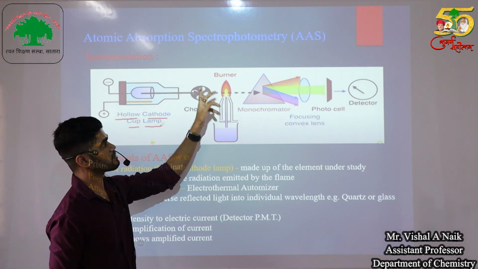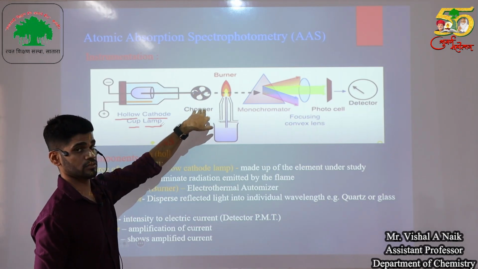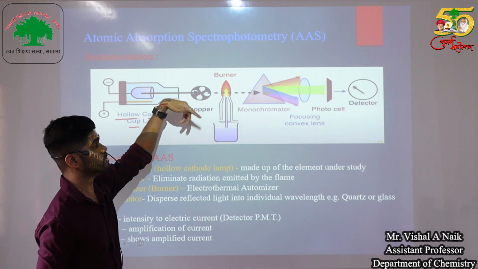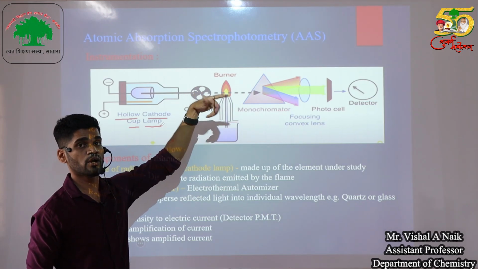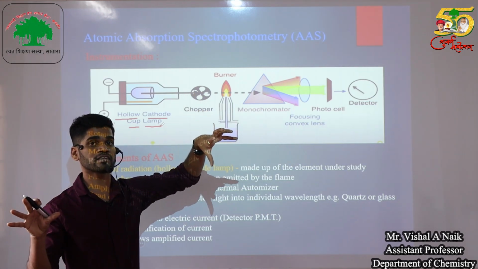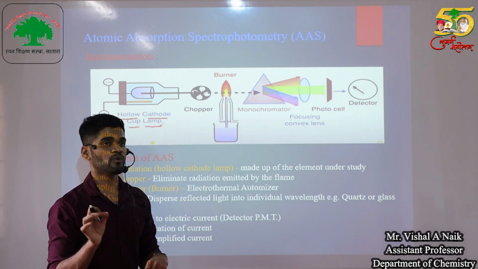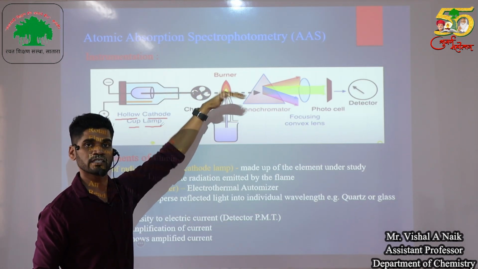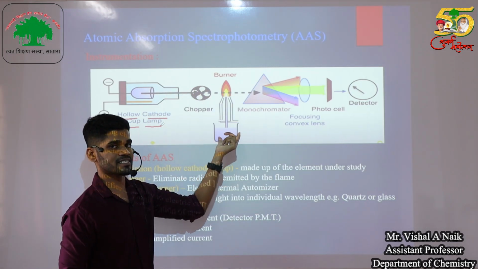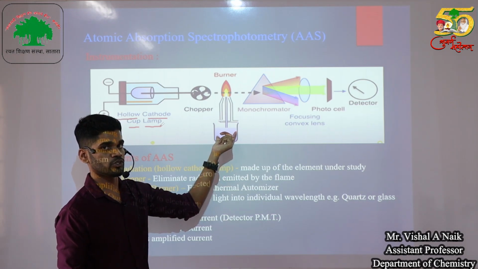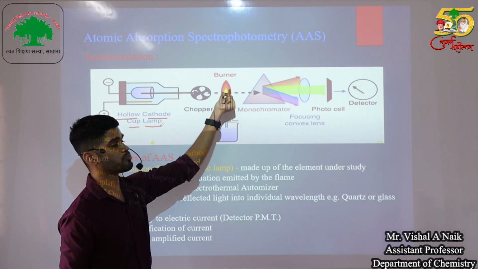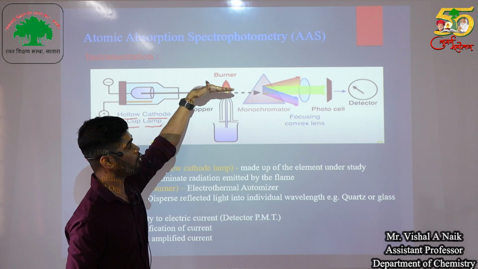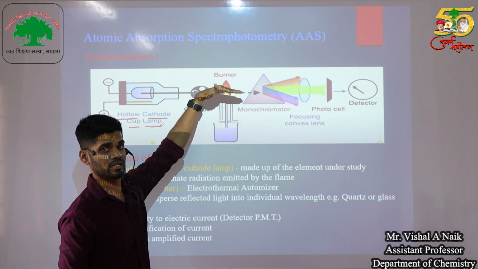Then a chopper is used. The chopper chops that particular radiation. Different wavelengths are there, but the most intense wavelengths are passed through. Then there is the sample circuit, that is, the atomizer. We already know that the sample is burned in this case, so the maximum amount of ground state atoms remains.